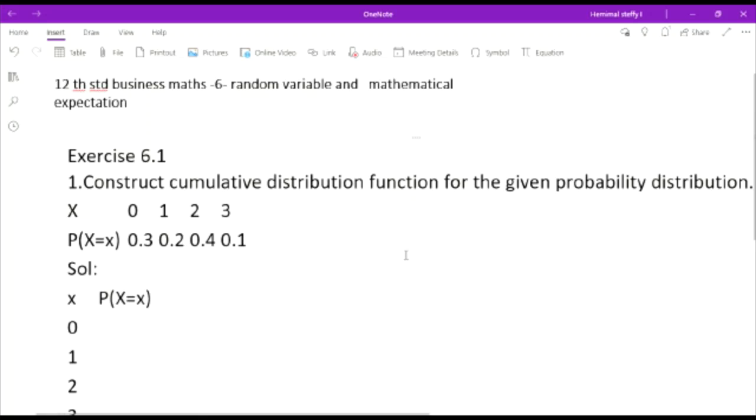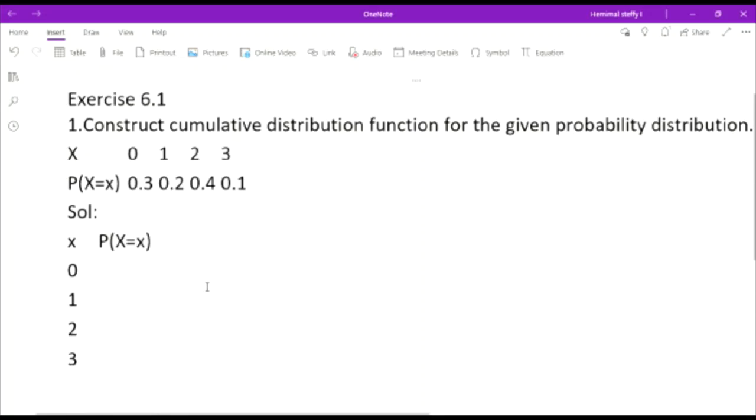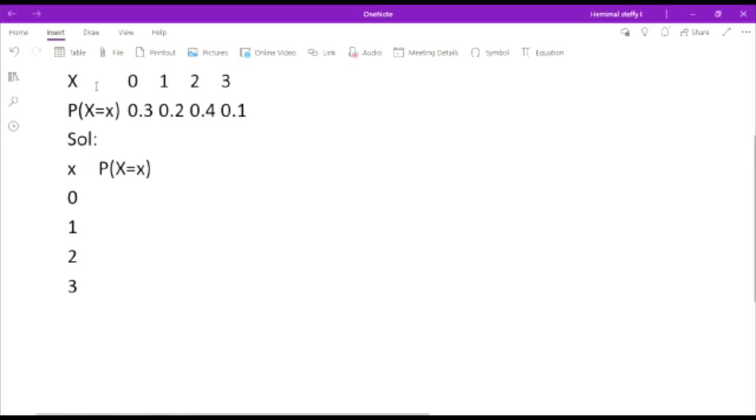What are they given? Construct the cumulative distribution function for the given probability distribution. What is the meaning of cumulative distribution function? We can take the random variable X, and X takes a countable number of points with the corresponding probabilities. Then it is the cumulative distribution function. Is it clear? Now we are going to the solution.